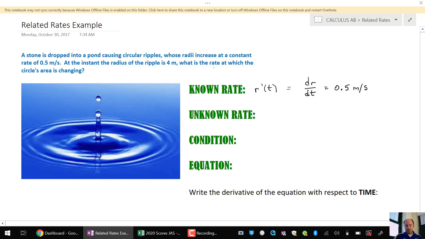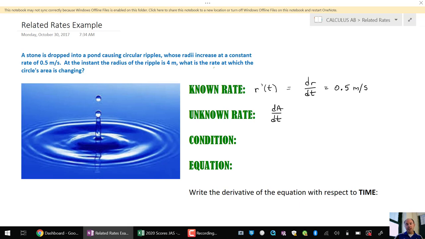Now, the unknown rate. What is the question asking us to find? What is the missing rate? Well, the question says, at what rate is the circle's area changing? So if I use capital A to represent area, then the unknown rate would be dA dt, or the derivative of the circle's area with respect to time.